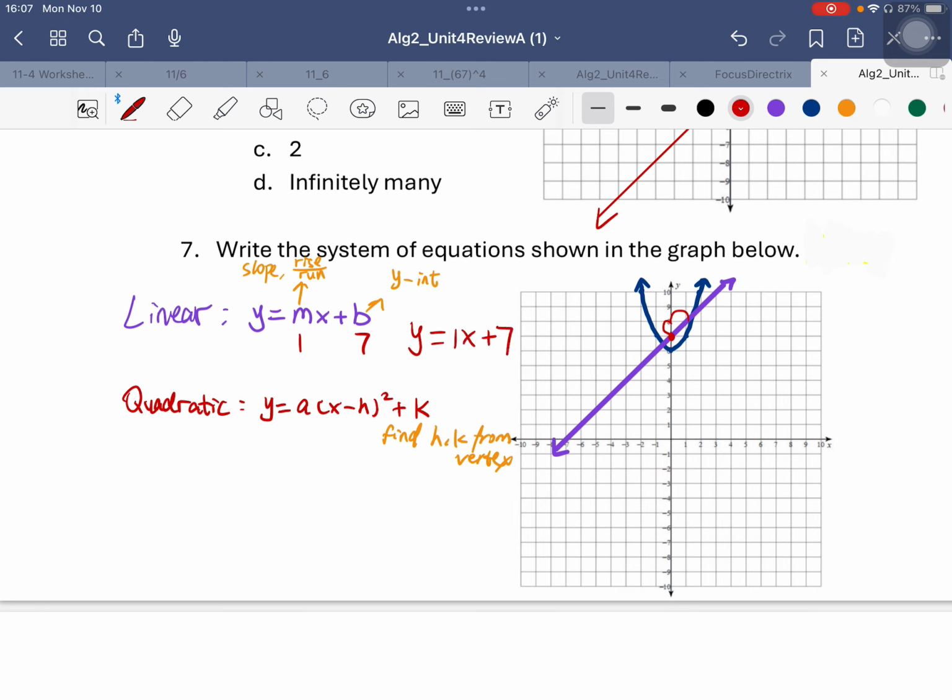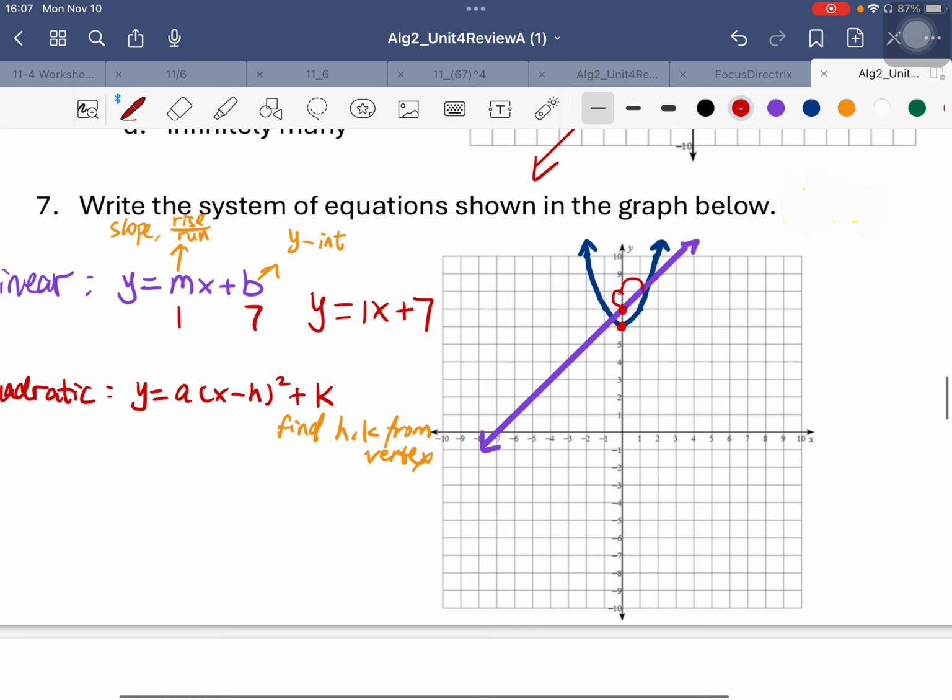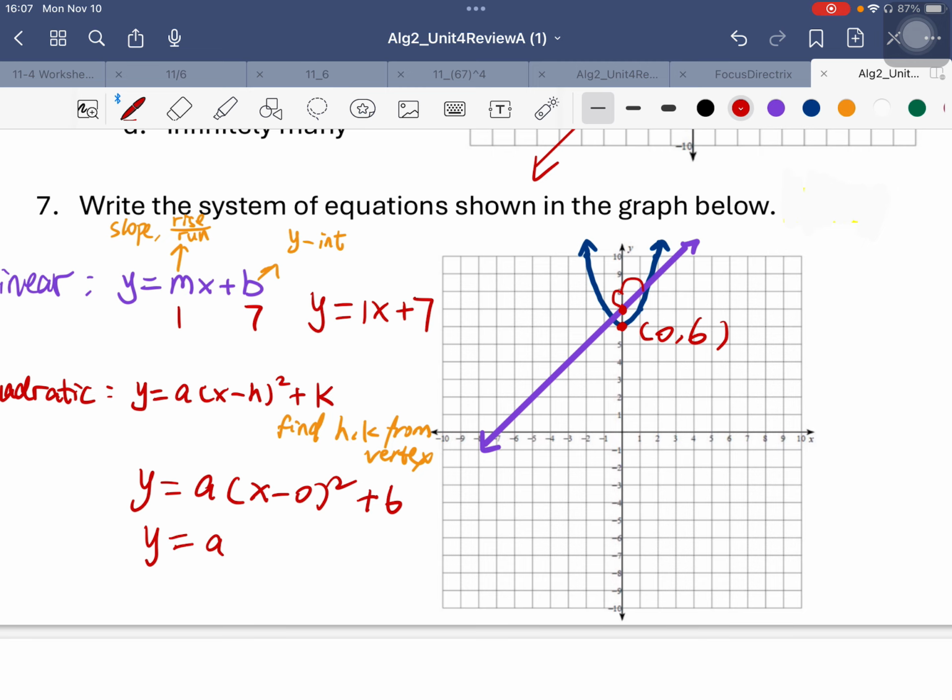That's the linear. And for the quadratic function, I can start from the h, k. And the h, k is 0, 6. I don't know the a, but I know the h, k is 0, 6. So y equals a times (x minus 0) squared plus 6. And x minus 0, any number minus 0 stays that number. So y equals a times x squared plus 6.